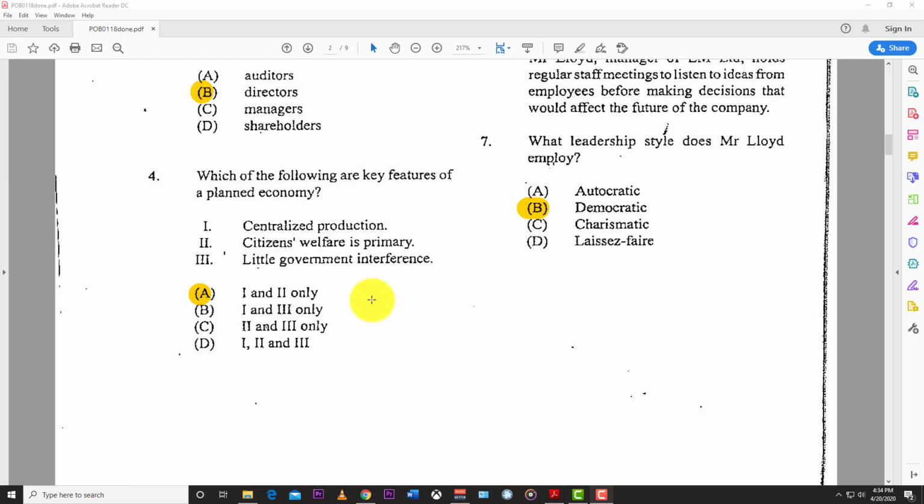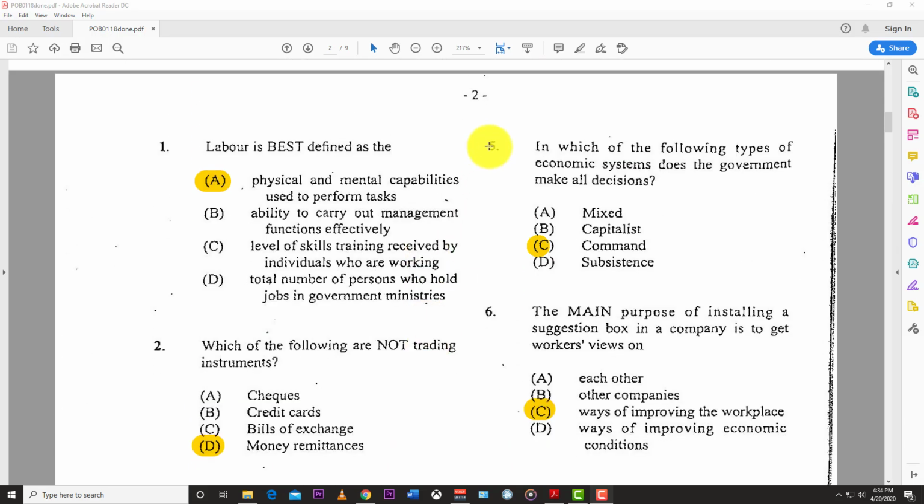Number 4, which of the following are the key features of a planned economy? And the answer here is 1 and 2 only. 1 being centralized planning, yes. 2 being the citizens' welfare is primary. And 3 being little government interference, so that's a no. Government is all in charge in the planned economy. So it's 1 and 2. The citizens' welfare is the primary directive, but in most of these places, the citizens get a lot of knocks.